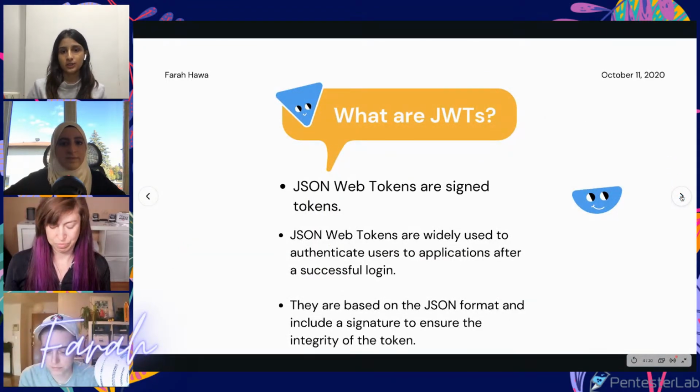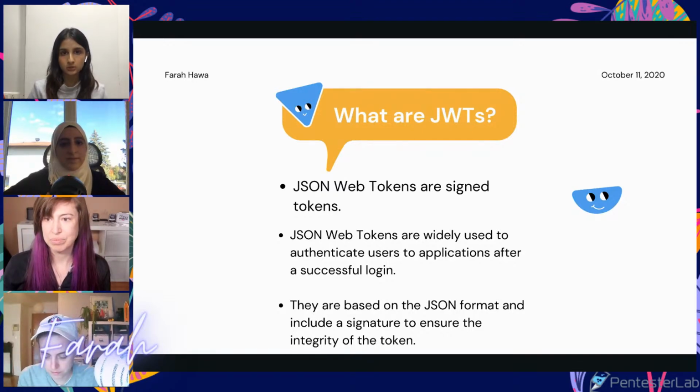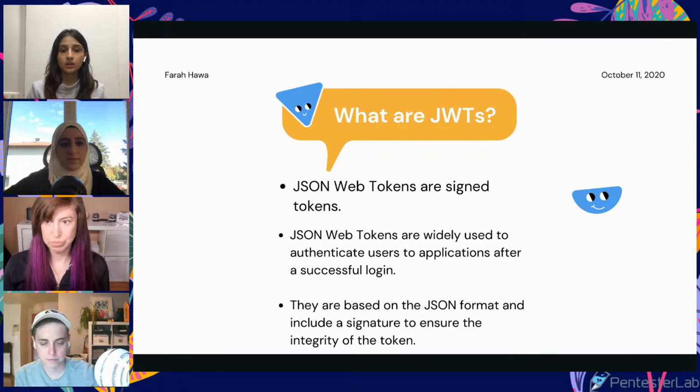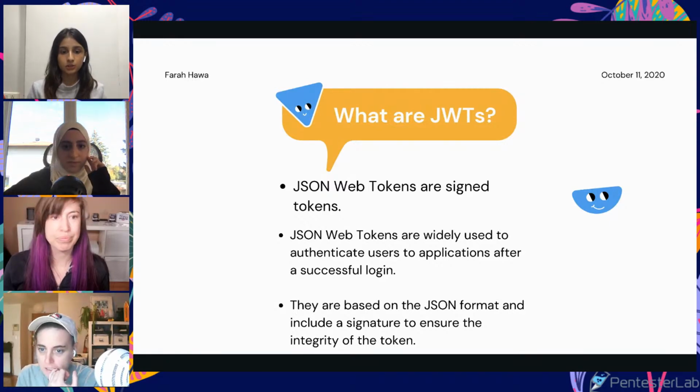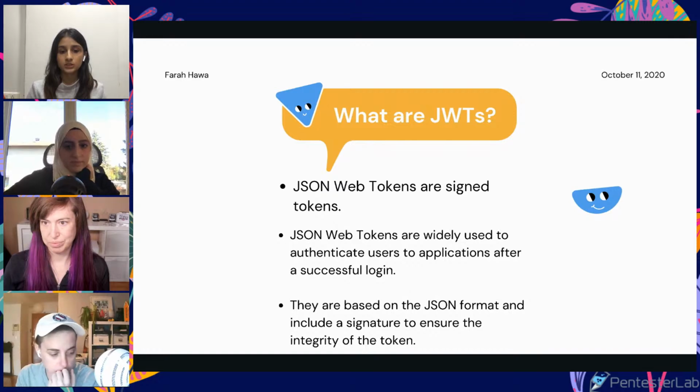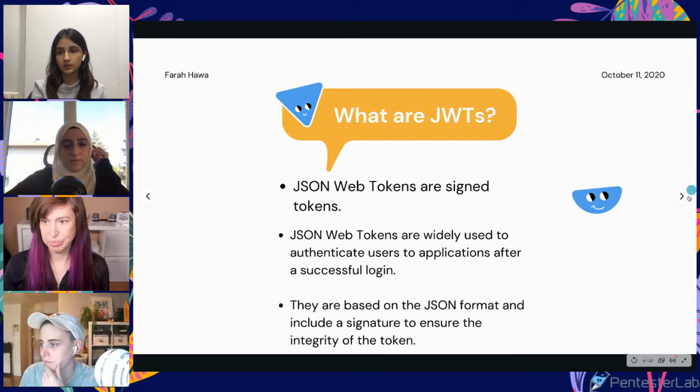So what are JWTs? JWTs stand for JSON Web Tokens. They're tokens that are signed, and they are mostly used in applications to authenticate users. After a user enters a valid login, like a valid username and password, the application will assign them a JWT, and that JWT is in a JSON format, and it also includes a signature to ensure the integrity of the token. The signature is the most important part of the JWT, which ensures that no attacker can tamper with the token, and the integrity of the token is maintained.